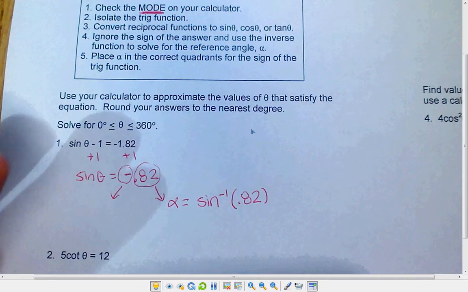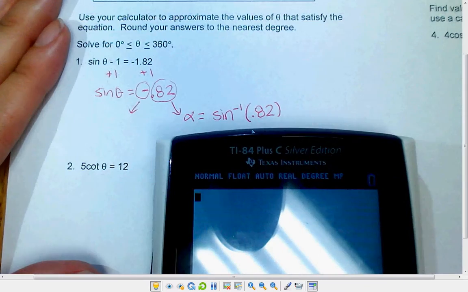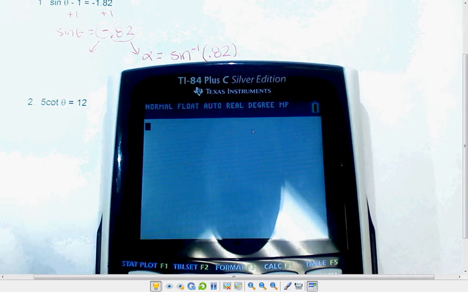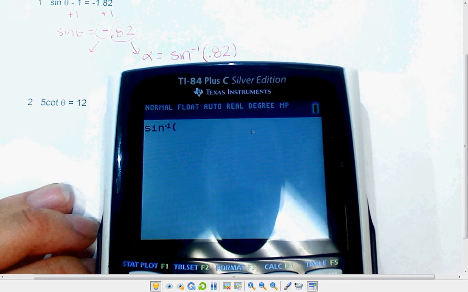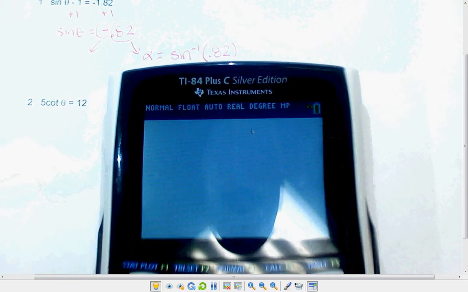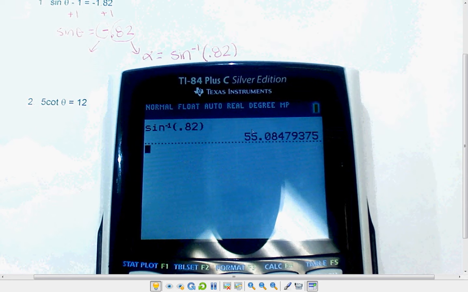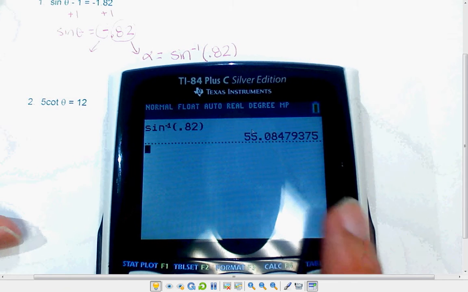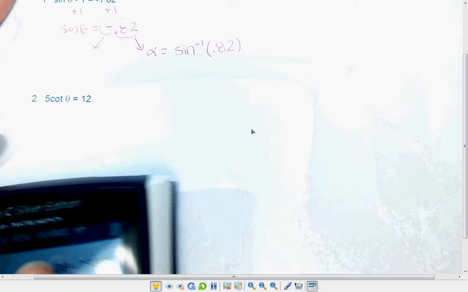So on our calculator, we're going to go to inverse sine, which is second sine, and then you're going to type in 0.82. This is going to give us our reference angle. Because this is in degrees, we're going to round to the nearest whole number. So 55 degrees is our reference angle.